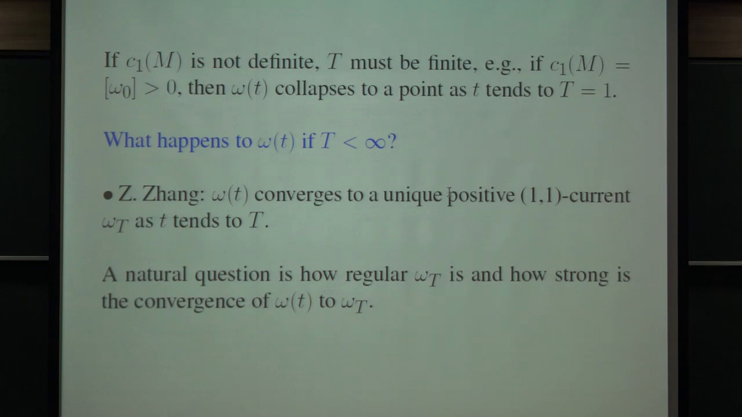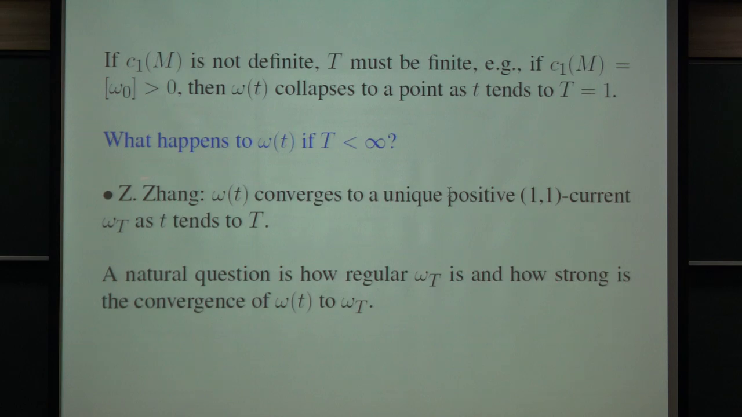For example, if C1 is not definite, for example, C1 is positive. Of course, if C1 is positive, then when T is sufficiently big, this cannot be positive. So you will have finite-time singularities. That's a special case I showed here. So what I try to say on this page is that indeed there are cases where the capital T has to be finite. So there must be finite time surgeries, and you must do finite time surgeries. Finite time singularity does occur.